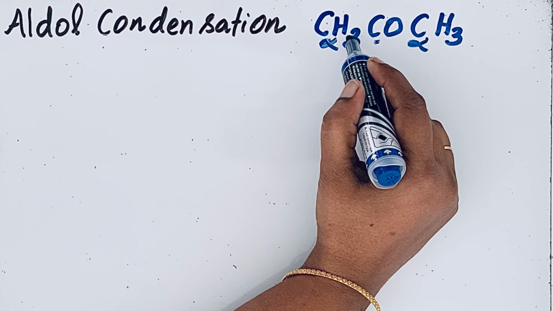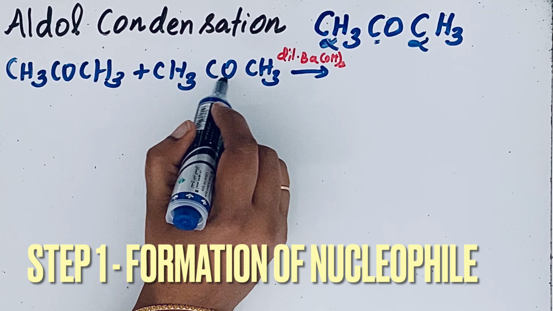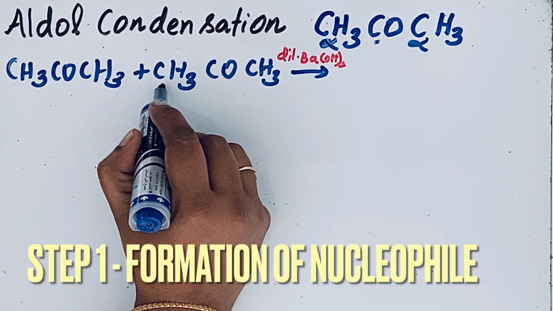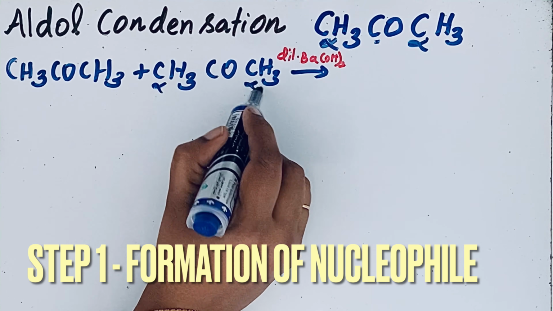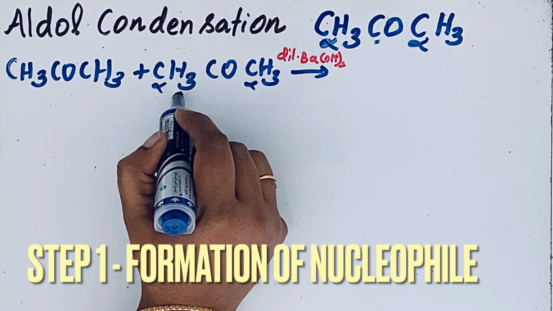Since 2 molecules are involved in aldol condensation, this takes place in the presence of dilute barium hydroxide. This is a base, so these are OH minus ions. Let us take only one molecule of acetone. This is an alpha carbon and this is also an alpha carbon, so this is the alpha hydrogen.